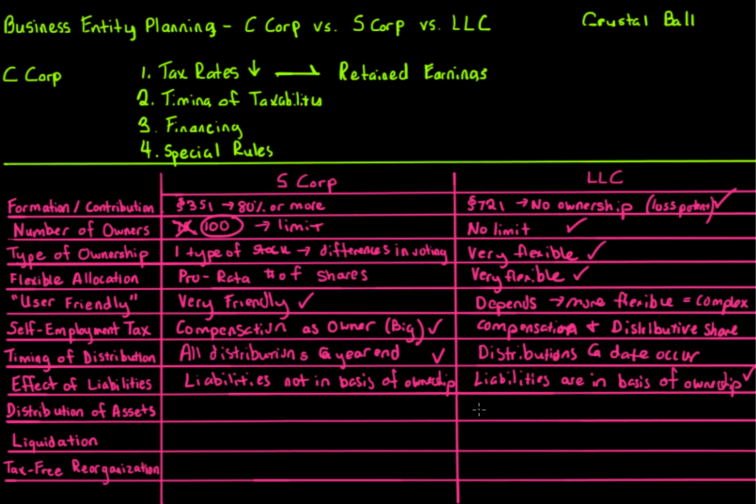Well, we have special rules. We have pre-contribution gain and loss for anti-abuse. Pre-contribution gain or loss can trigger the other partner having to recognize gain or loss.